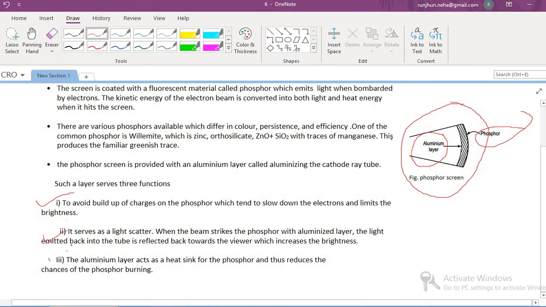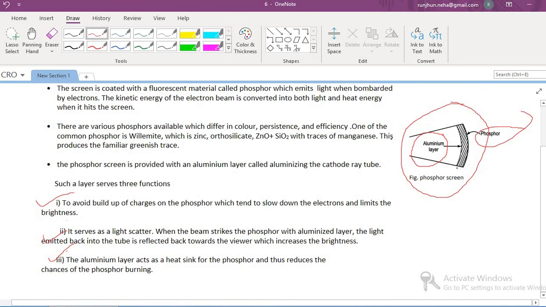The last, but not the least, is that it acts as a heat sink. Since we have seen that the kinetic energy of the beam is being converted into both the heat and the light energy, we need to have a heat sink, and this aluminium layer acts as a heat sink for the phosphor, therefore reducing the chances of the phosphor burning.